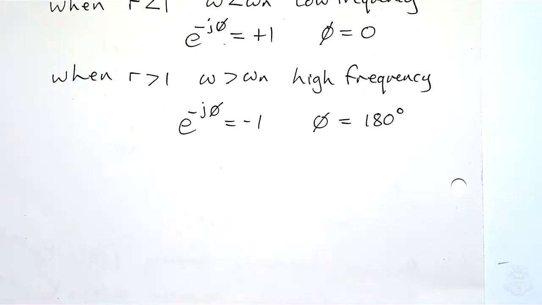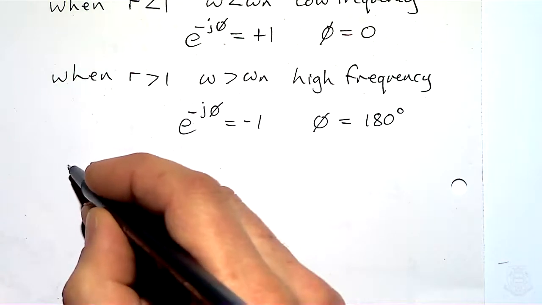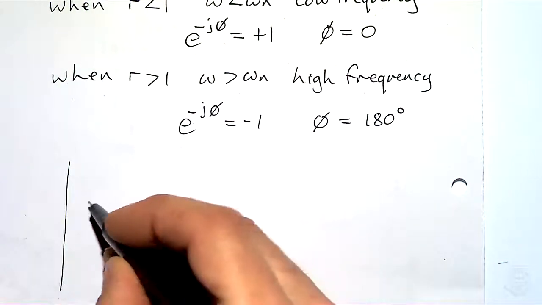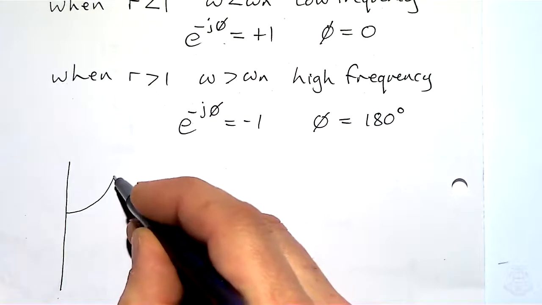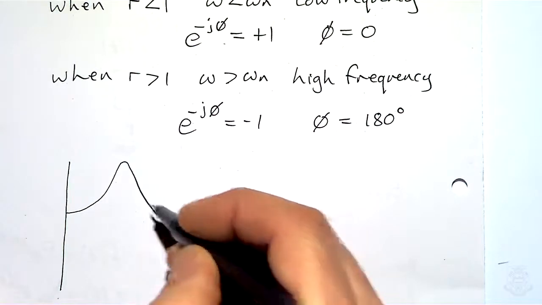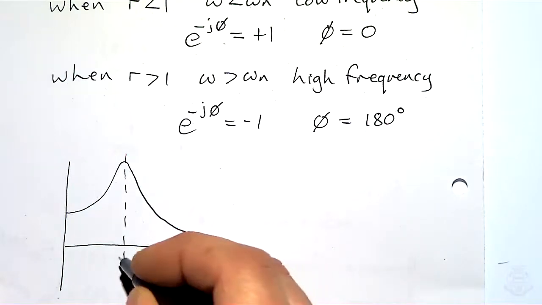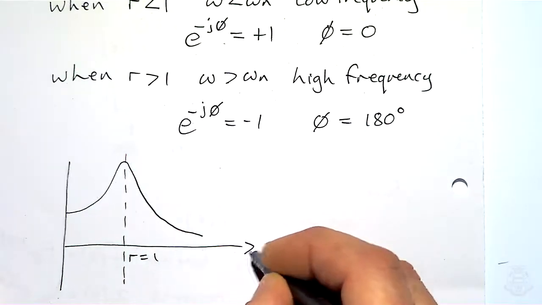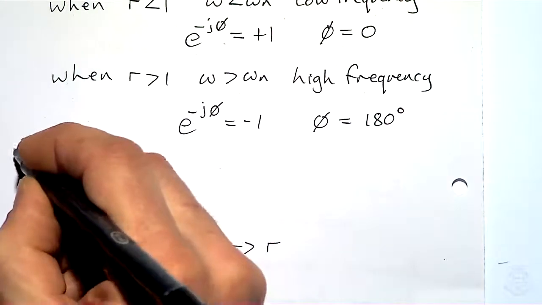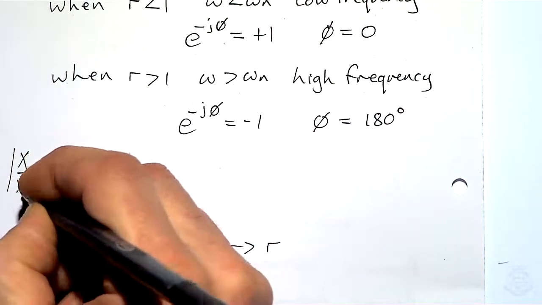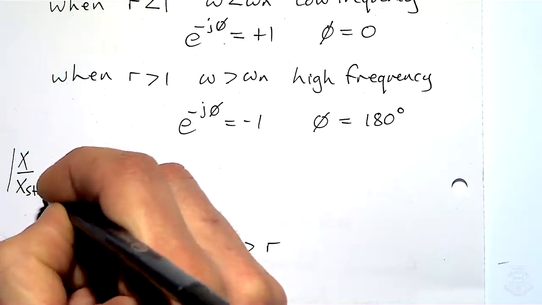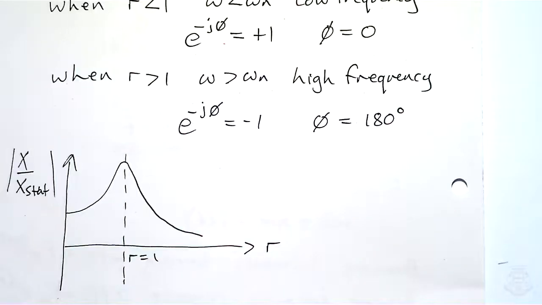Again, if you look in the printed notes, you'll find plots of the magnitude and the phase. If you take the magnitude rather than the real parts, we get something like this. R equals 1 here, this is R, and this is the modulus or magnitude of x over x static. So we get something like this, and then we take the phase.